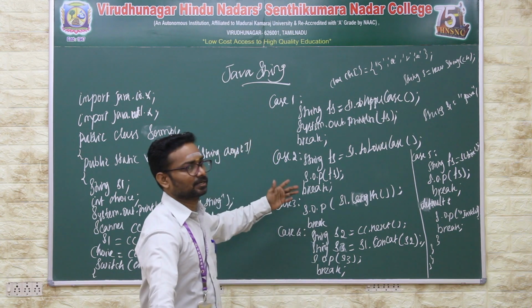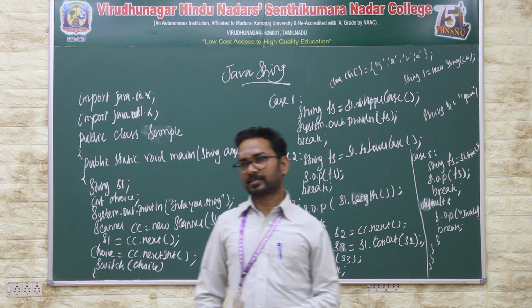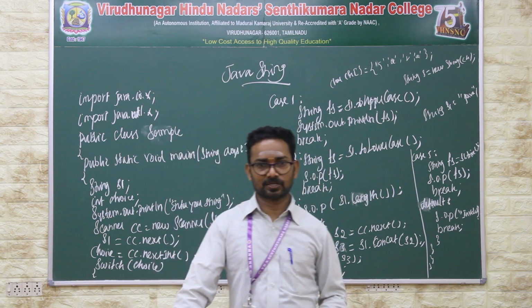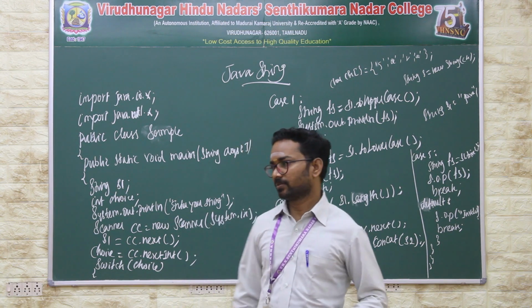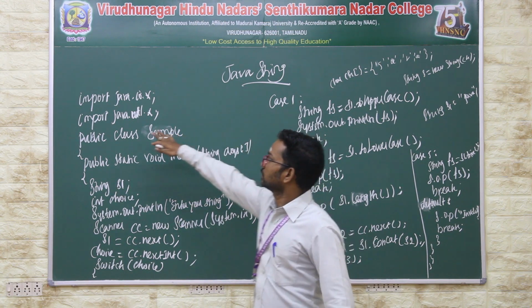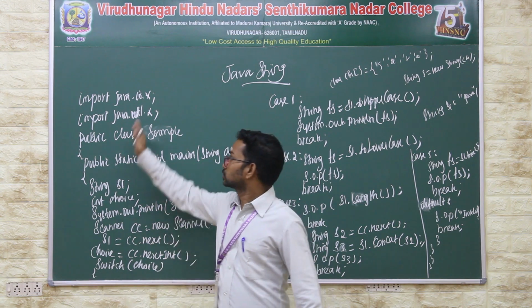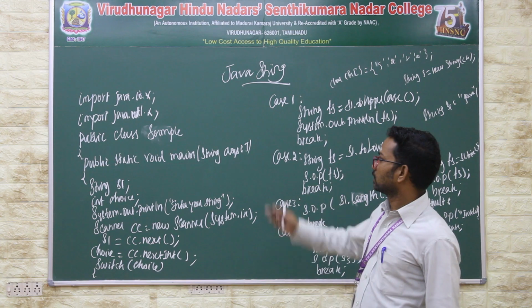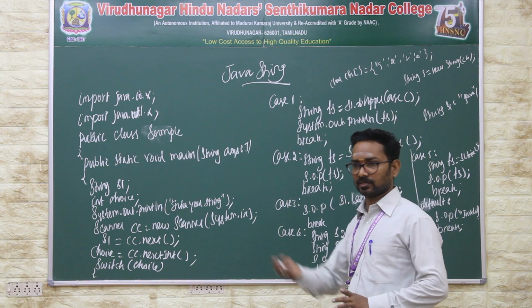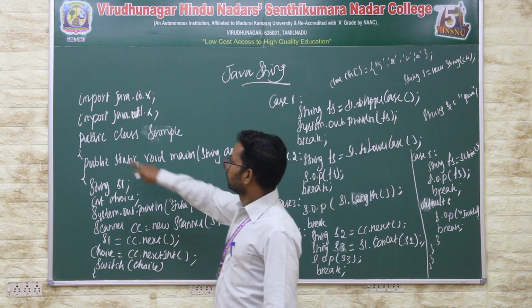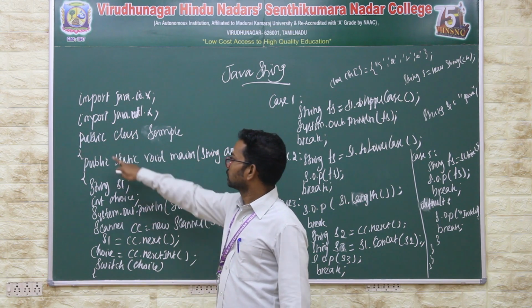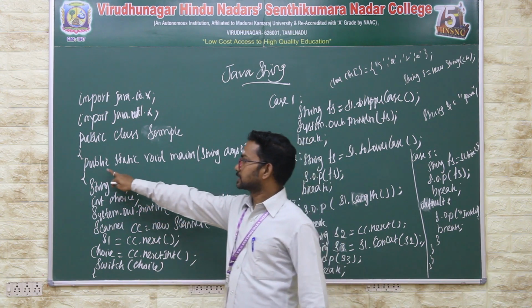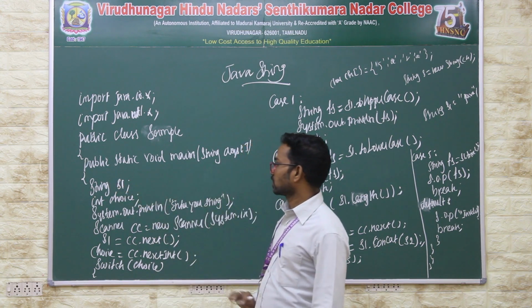Now, the String class has more than 20 methods that are used for strings. Now we will discuss these examples. Import java.io.star, which is importing the input output methods. Next, import java.util.star. The main public class is named Sample. Next, the main method: public static void main, String arguments.